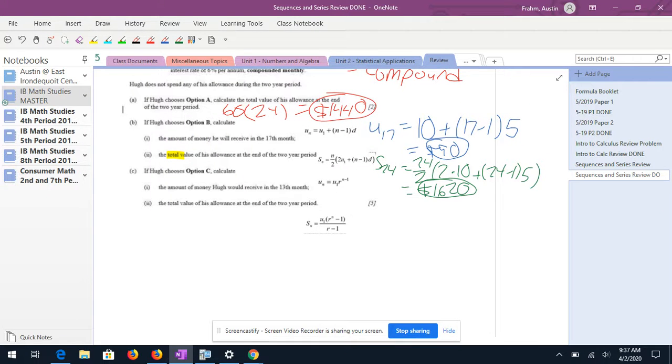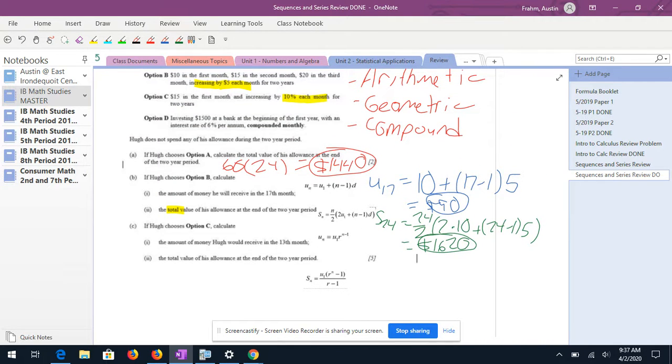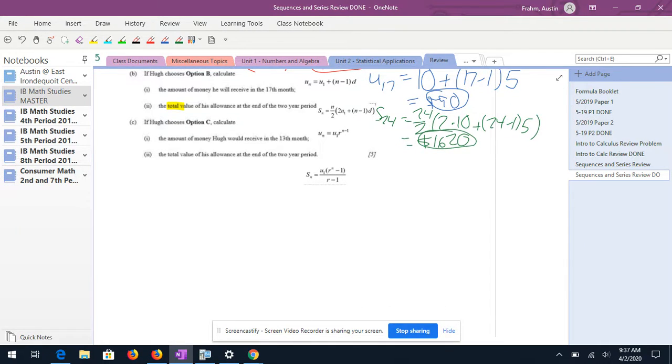All right, for part C, it says if Hugh chooses option C, calculate part 1, the amount of money he would receive in his 13th month. If you remember, option C is the geometric sequence because the money is raising 10% each year. So we're going to be using the geometric Un equation. So for part 1, U13 is going to equal U1, which is 15, times our R value.